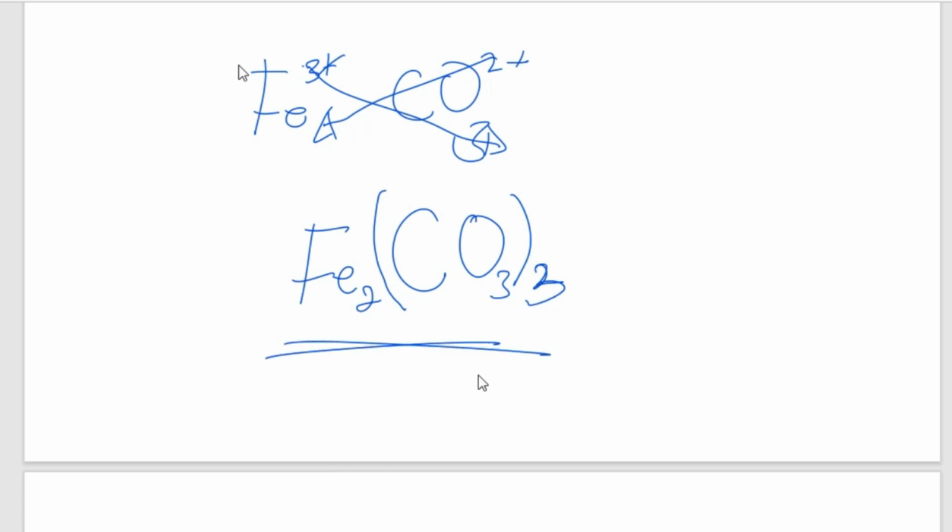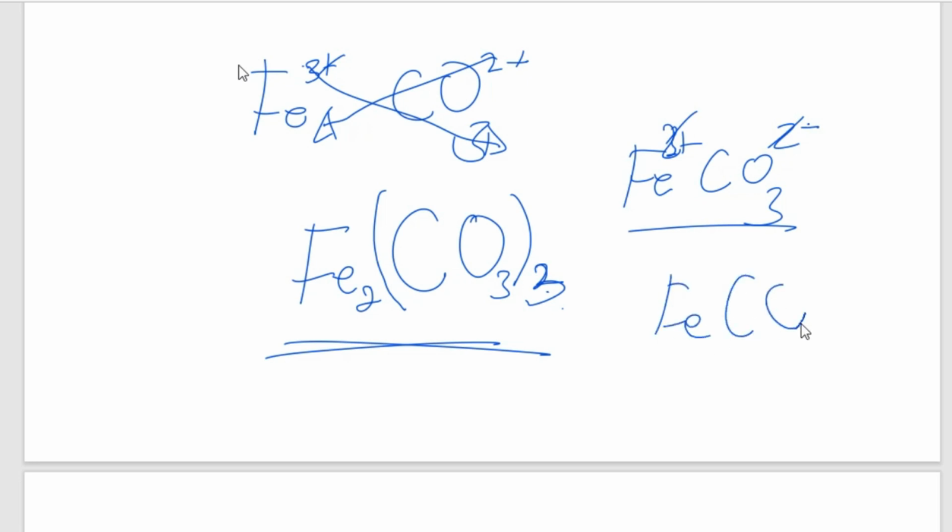When you find something like this, you'll find people saying that no, this is iron 2. No, this is not iron 2. This figure comes from here, so it's iron 3 carbonate. Iron 2 is written like that. Why? Because it's 2 here and 2 here, so they cancel. Therefore, I remain with iron 2 carbonate like that. But this one is iron 3 carbonate.